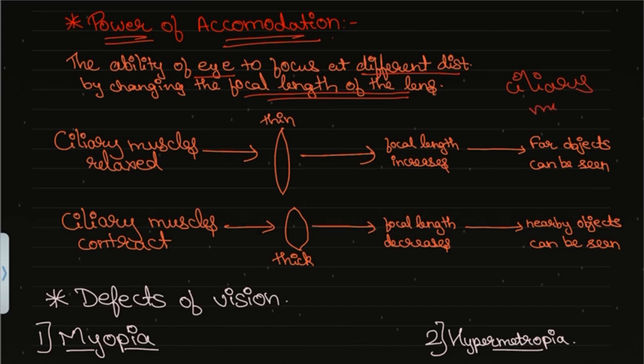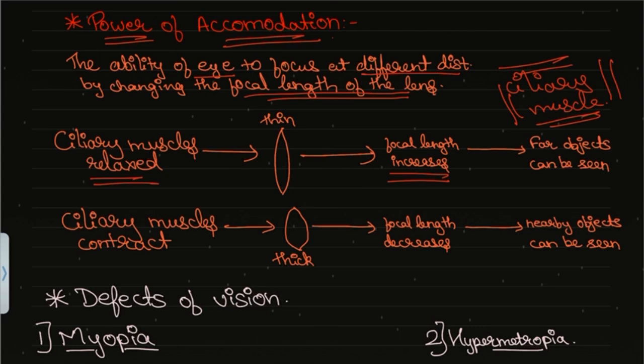So ciliary muscles is the structure which helps to change the focal length of the lens and help us to see all the objects clearly. Now, what does this ciliary muscle do is when we want to see far off objects like far off mountains, trees, what do these ciliary muscles will do is it will relax. On relaxing, the lens will become thin. So, on thinning of the lens, the focal length increases, which in turn help us to see far off objects.